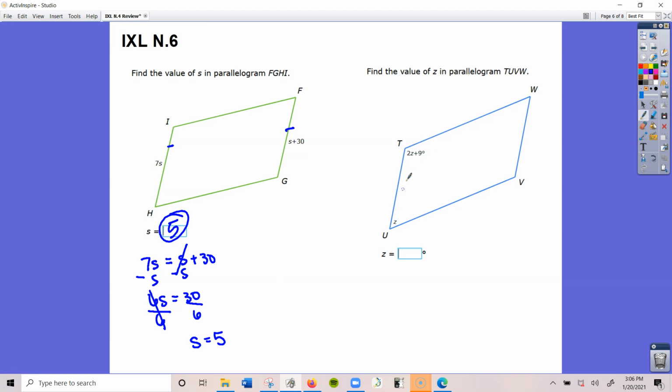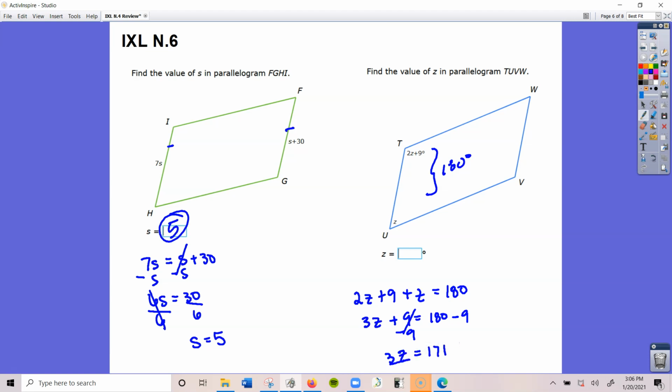Here, these are consecutive angles. If they're right next to each other like that, that means that these two add up to 180. So 2z plus 9 plus z is equal to 180. 2z plus z is 3z plus 9 equals 180. Subtract the 9. We get 3z is equal to 171. And then divide by 3. We get that z is equal to 57.